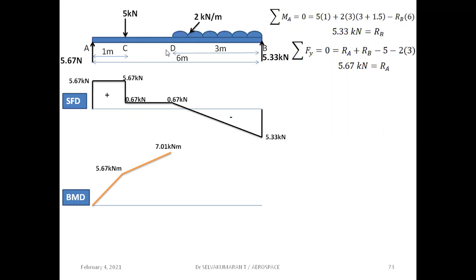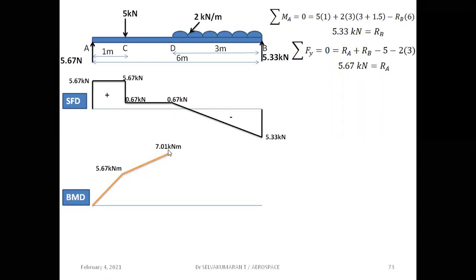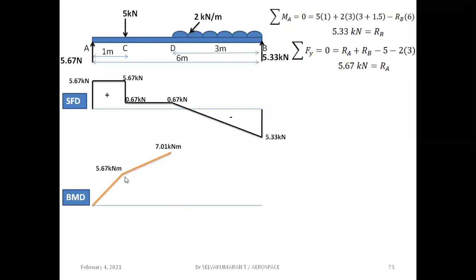So 5.67 into 3 minus 5 into 2, that gives 7.01 kilonewton meter at D. This is the bending moment. So that should be shown by a straight line. Okay, straight line. Now here the shear force is zero.